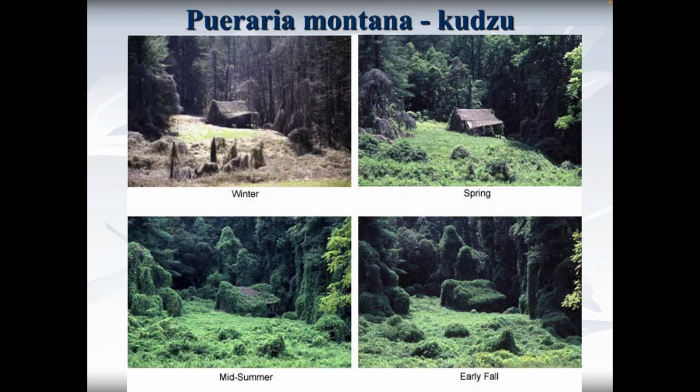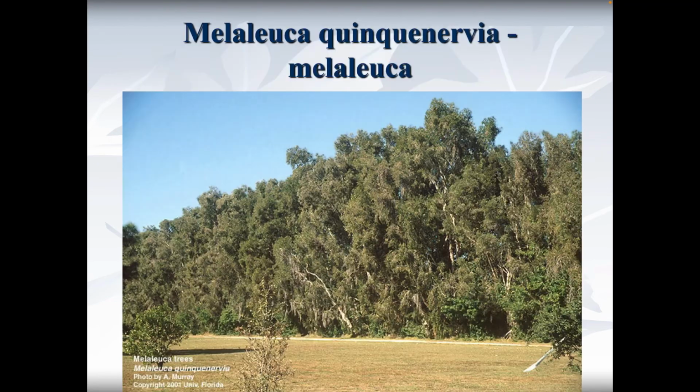It's aggressive, it climbs, it chokes everything out. So that was, and we brought that one to this country as a forage crop. Melaleuca was brought to the Florida Everglades as a way to dry out the Everglades, and it did that very, very well, but now we can't get rid of it. It's all over the place.